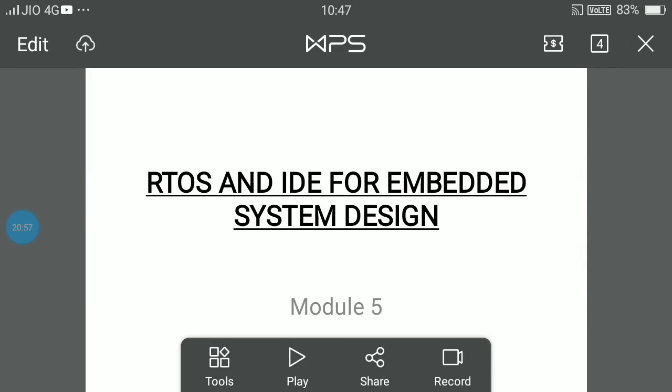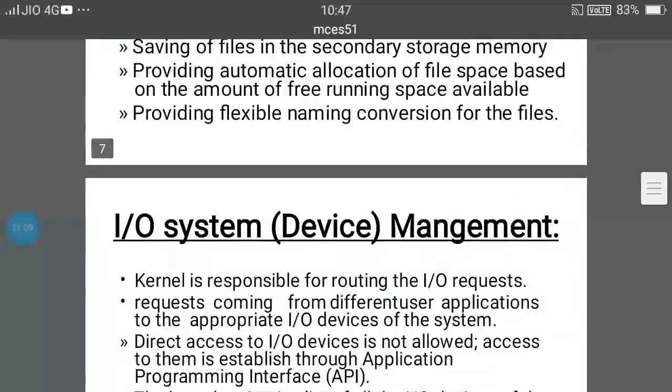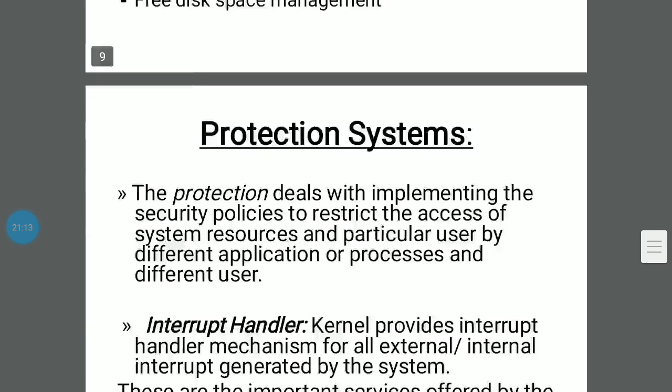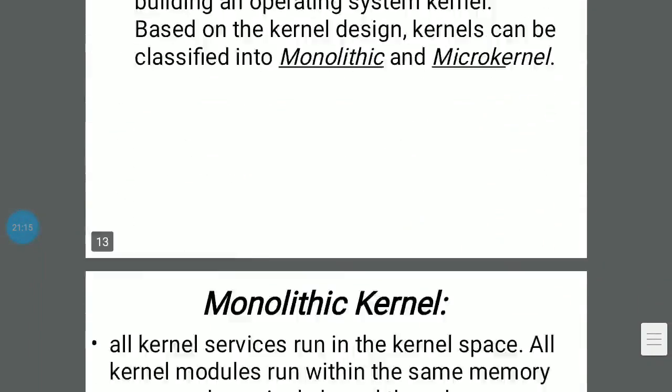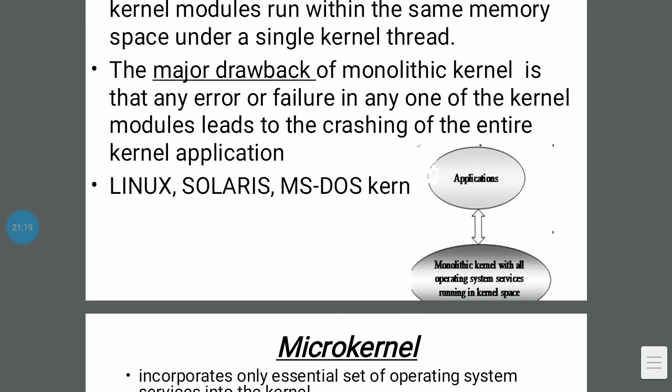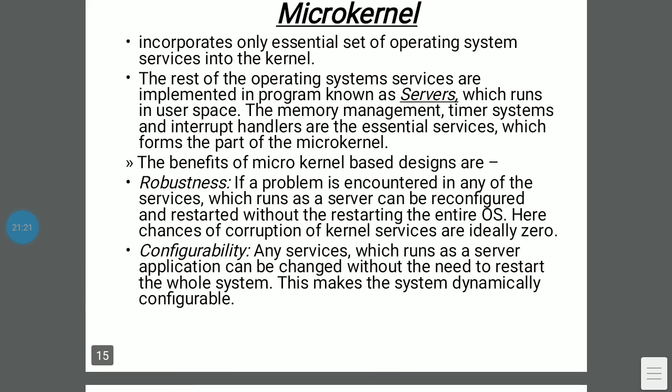So we have discussed the operating system basics and certain services provided by the kernel, and based on that, the application services are divided into monolithic kernel and microkernel. In the monolithic kernel, all the services are placed in a single kernel, whereas in the microkernel, they are divided into essential and non-essential services. Okay, thank you.